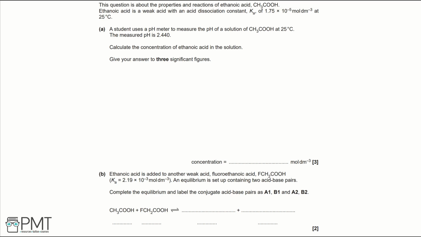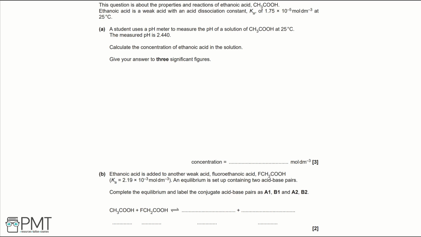Part A. A student uses a pH meter to measure the pH of a solution of CH3COOH at 25 degrees Celsius. The measured pH is 2.440. Calculate the concentration of ethanoic acid in the solution. Give your answer to 3 significant figures.